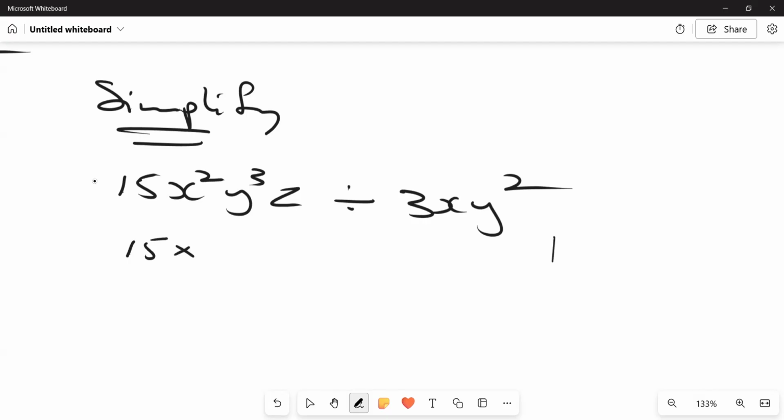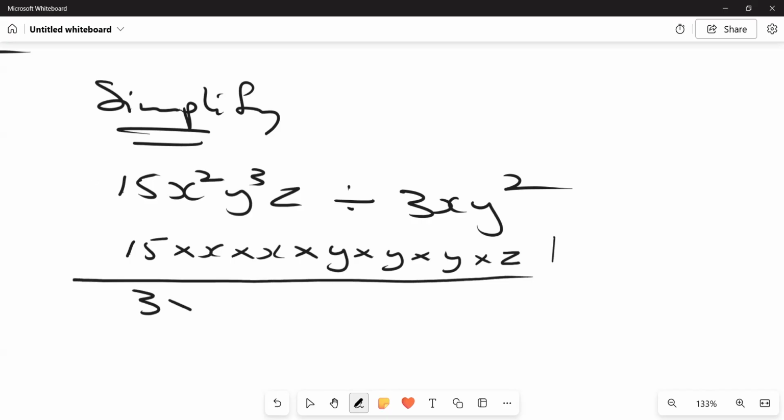50 times x squared, you can write as x multiplied by x, times y cubed means y multiplied by y multiplied by y, multiplied by z. And you're dividing by this, so 3 times x times y. Then you can cancel what can cancel. 3, 1, 3, 5. This x and that x. There are no more x's here, but there's a y here, and there's a y there.